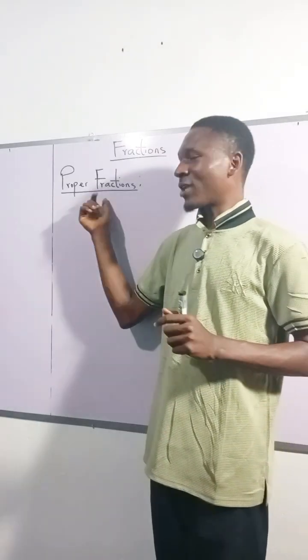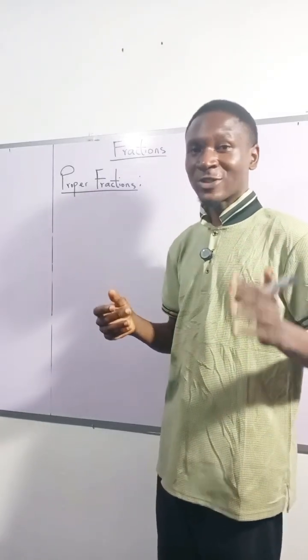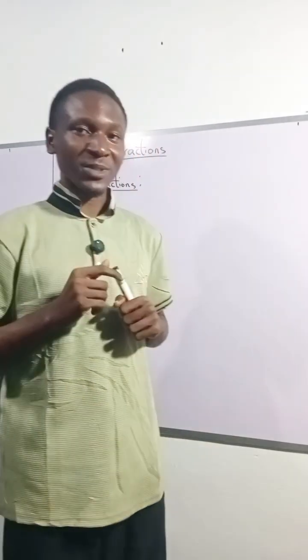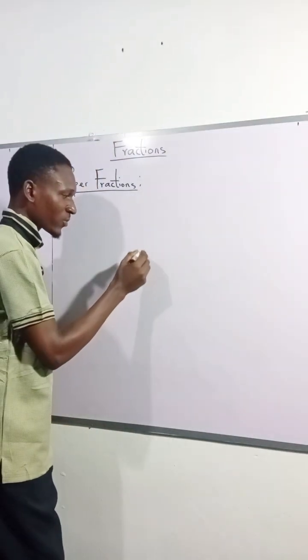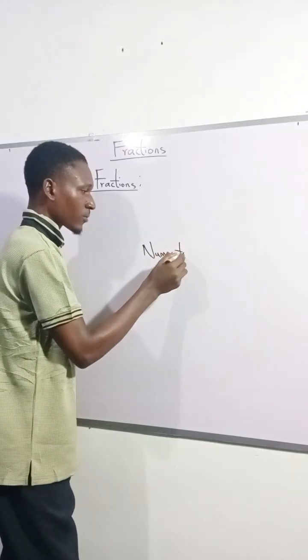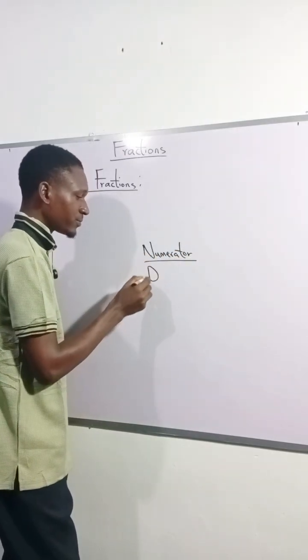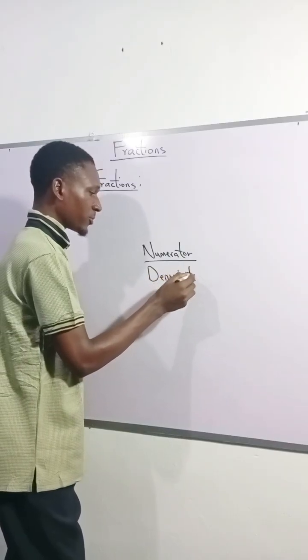We now bring that proper to fractions. What are proper fractions? Proper fractions are fractions that make sense. When you observe the fraction, you discover that, okay, this fraction is making sense. It's well arranged. Let me give you an example of what I'm telling you. Remember, we said in a fraction, we have the numerator and we have the denominator.